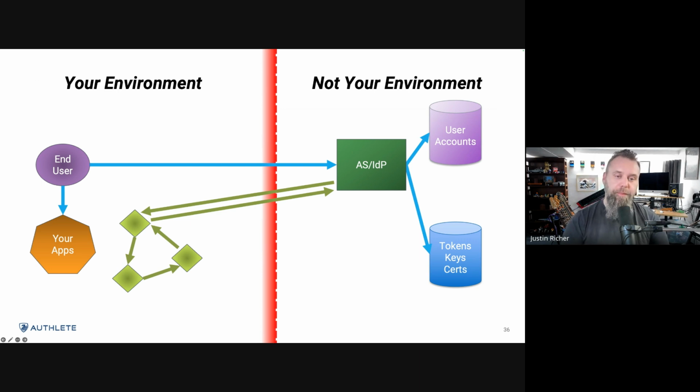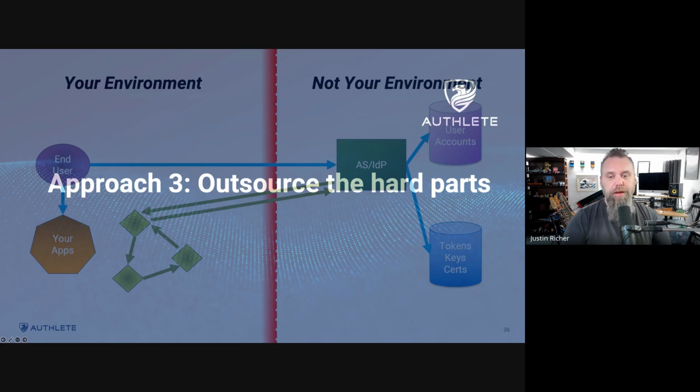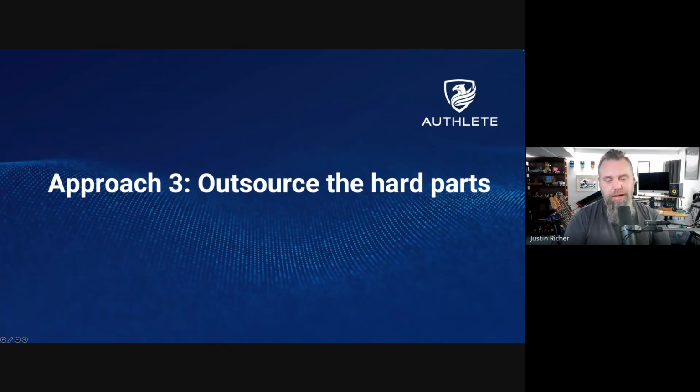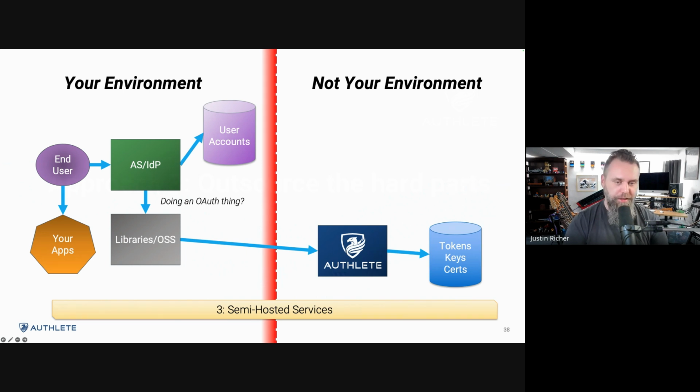There is, though, a third way. And that's that you build it so you keep control, but you outsource the hardest parts. And this is what we at Authlete call a semi-hosted architecture. In that you're building the authorization server, you're running it in your environment, but anytime in that application that you're doing some part of OAuth, that's when you call the hosted service. And the hosted service says, this is what you're doing next.